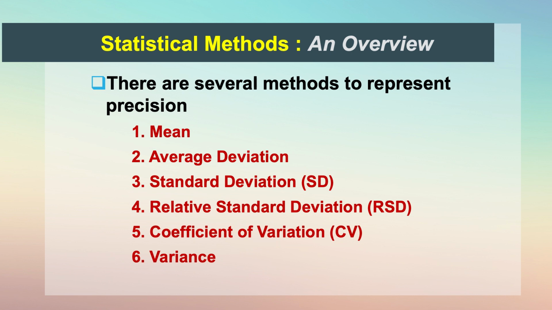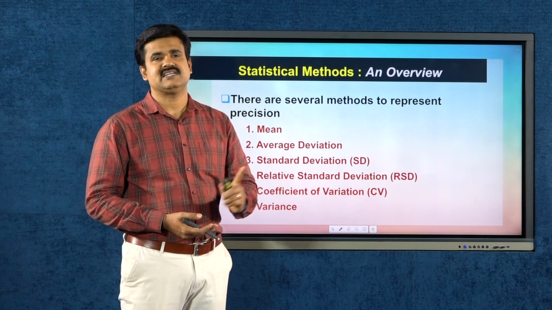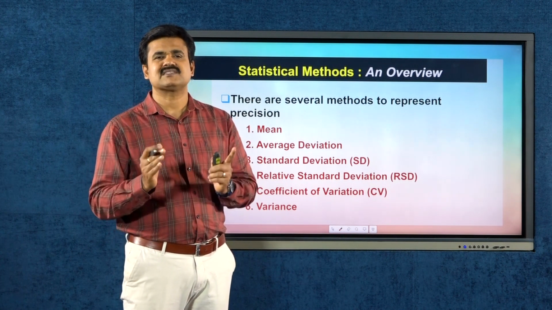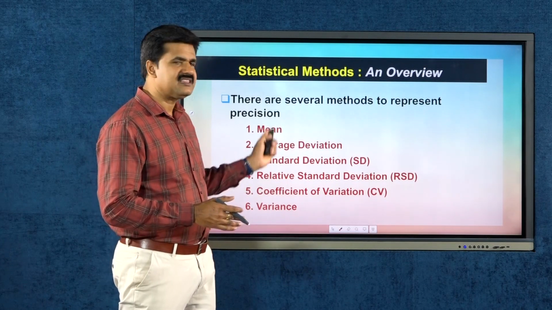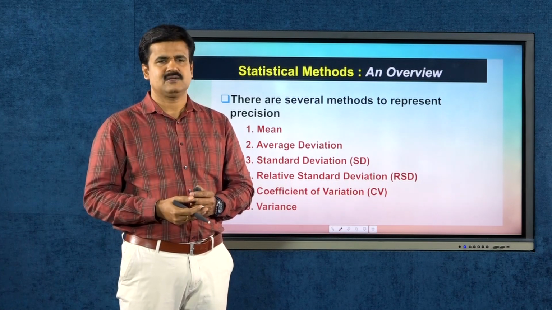There are several methods to represent precision, and these methods include number 1, mean; second one, average deviation; third one, standard deviation, abbreviated as SD; fourth one, relative standard deviation or RSD; fifth one, coefficient of variation or CV; sixth one is variance. So we are having these 6 important statistical methods to represent precision.